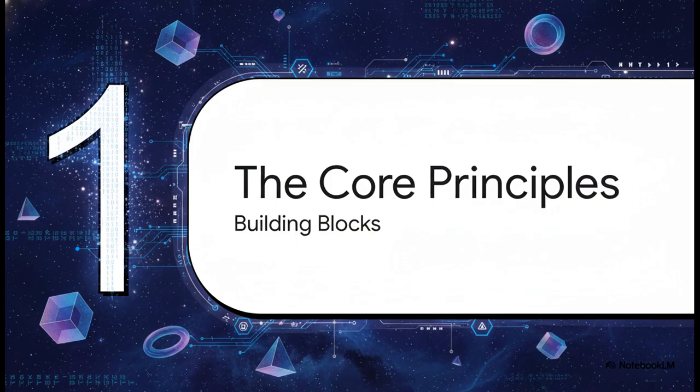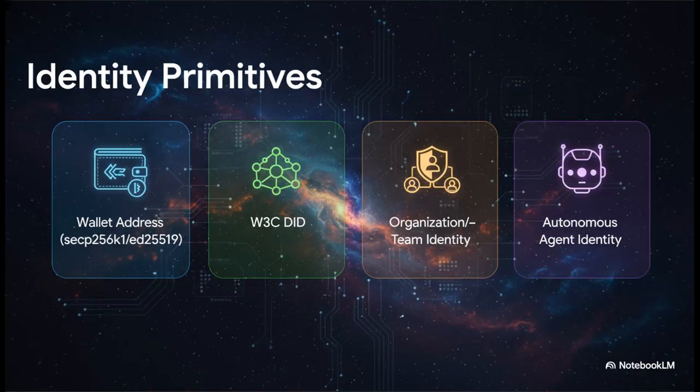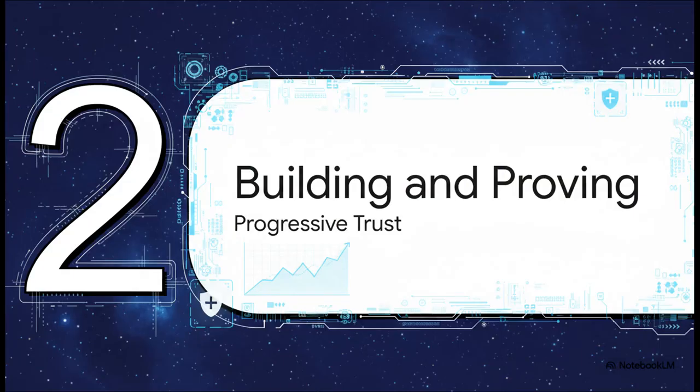Okay, let's dive into the core principles. We're going to start with the fundamental building blocks, the primitives that you'll be using every single day. You've got four main types of identity primitives to work with. The most basic, and the one you'll see a ton, is a simple wallet address. Pretty straightforward. Then we've got W3C DIDs, decentralized identifiers, which give you a more structured, interoperable identity. For your teams, you're going to use an organization identity. And this is crucial. For any bots or automated systems, you absolutely must use an autonomous agent identity. No cutting corners there.